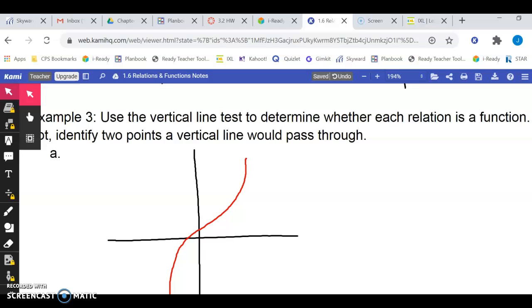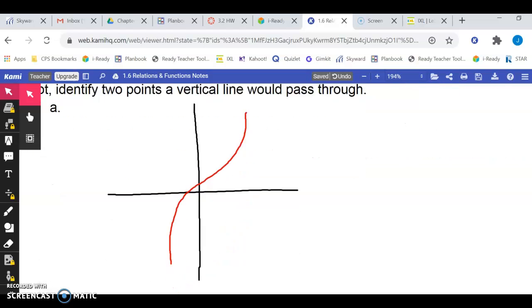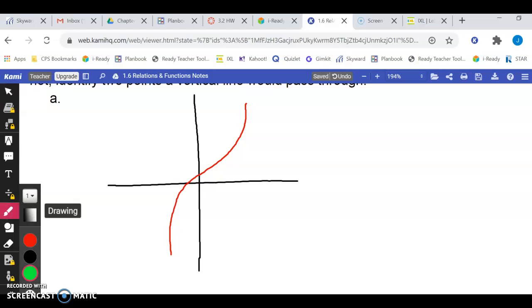Example 3 says to use the vertical line test to determine whether each relation is a function. If not, identify 2 points a vertical line would pass through. So for this one, my vertical line here, it doesn't matter if I do it over here, I'm only going to pass through 1 point on that red line. So yes, this is a function.